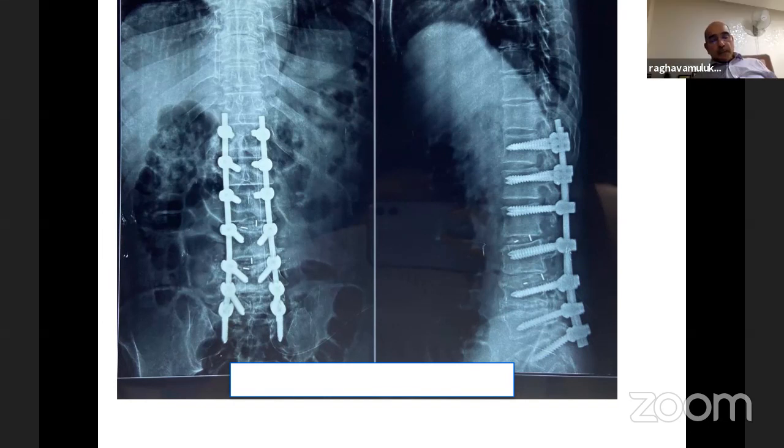I think, Shailesh, can I speak? Yes, sir. Right. This is about Neeraj's last case, the vertebroplasty case, right? Yes, sir. An 80-year-old lady, if I'm right?